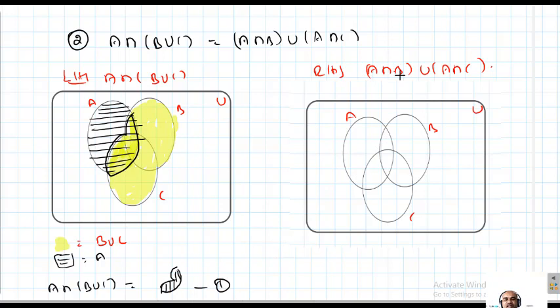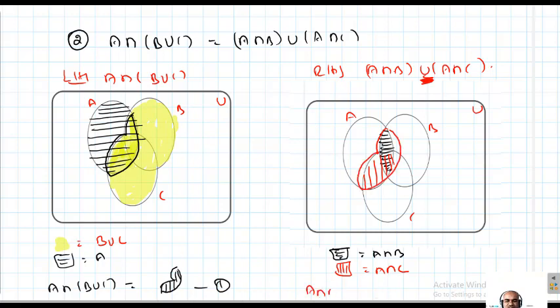Second part. Here we should shade A intersection B. So this is A intersection B. I will write here, this is A intersection B. Next we need to shade A intersection C. This one is A intersection C. What do you want, union or intersection? Union. Union means the total shaded portion. That's why I will write, Nana, A intersection B union A intersection C area is nothing but this one only.